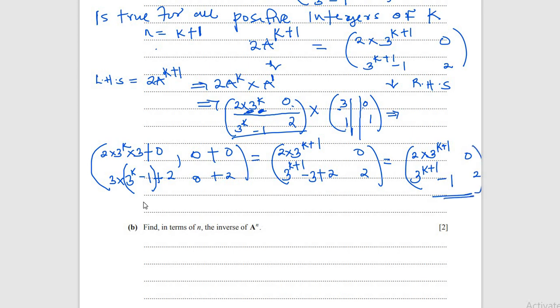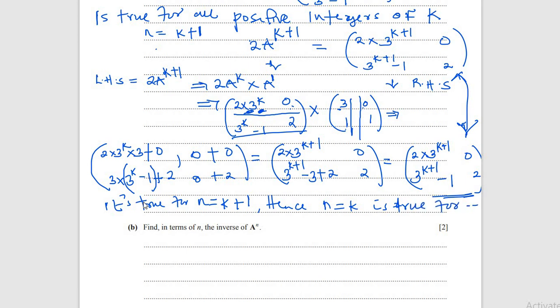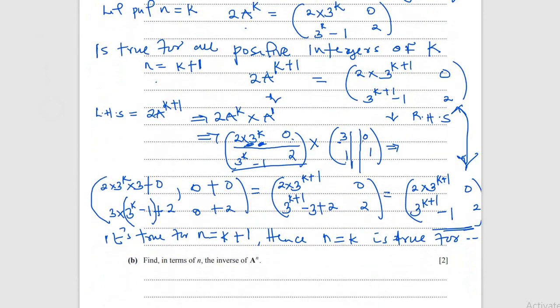Can you see? This is our left hand side. Can you see it is equal to the right hand side? So the statement is also correct for n equal to k plus 1, which means it's true for n equal to k plus 1. So by induction, n equal to k is true for all positive integers. That is what we are asked to show.